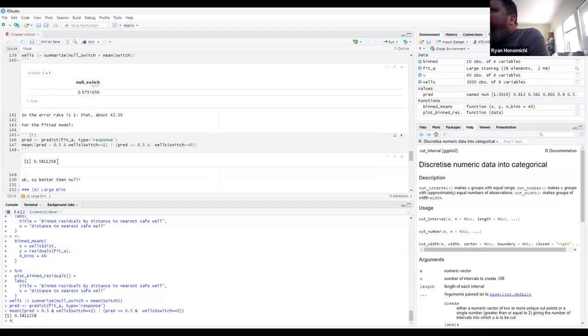It's not our greatest effort. But then there's not that much information in the actual model, it's just distance, right? And yeah, log distance is all we're using. Log distance, sorry.